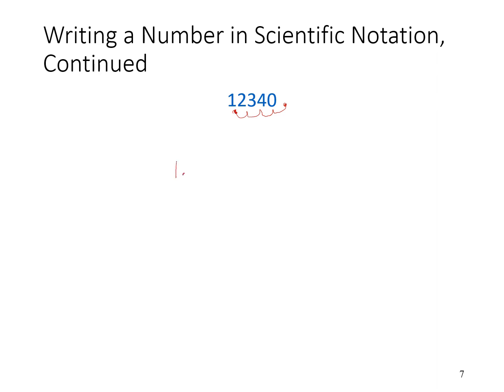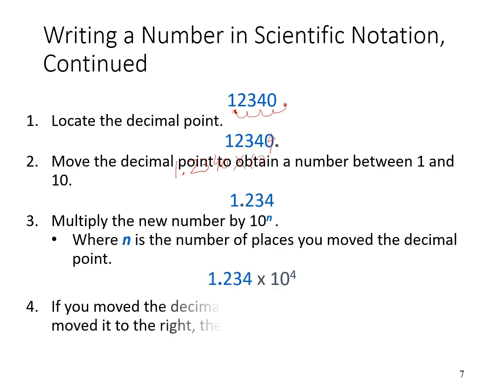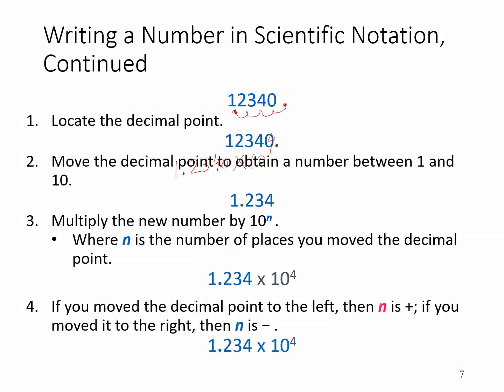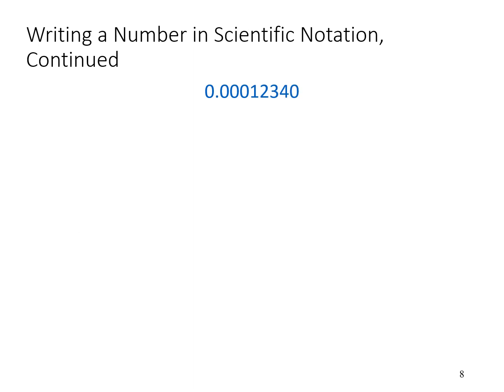So my number would be 1.2340 times 10 raised to power 4. And it's a very large number, which means my exponent would be positive. Okay, let's try another example where we have this. So in this case, we want to write the scientific notation.